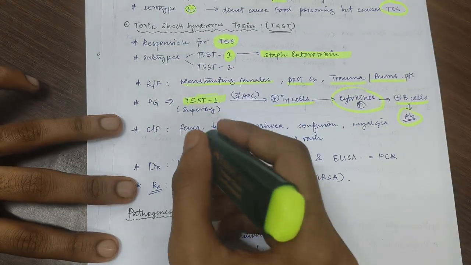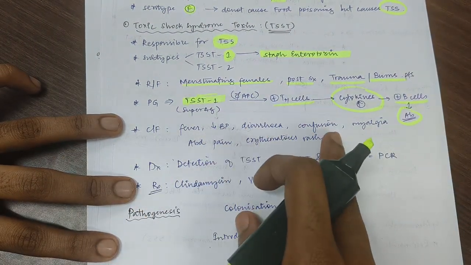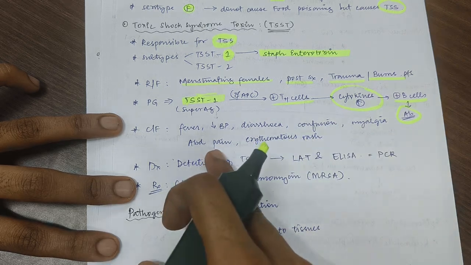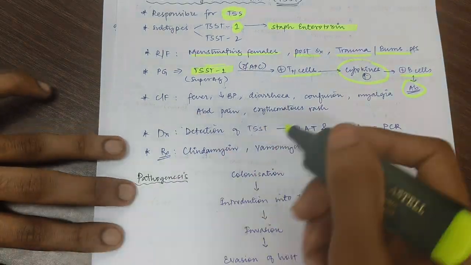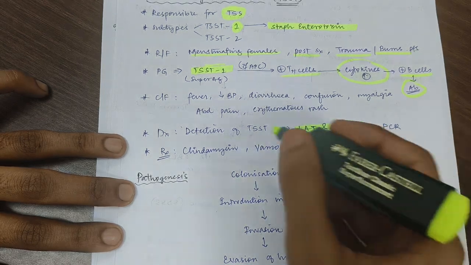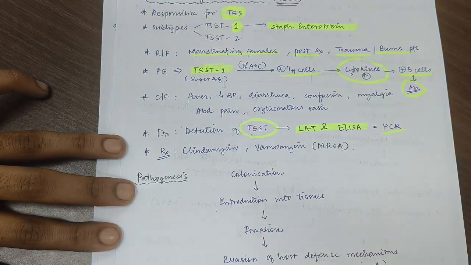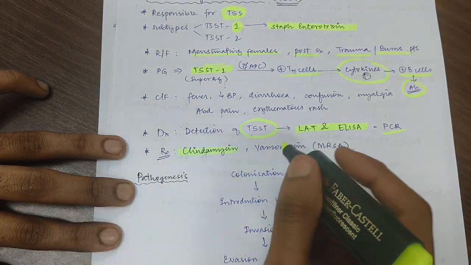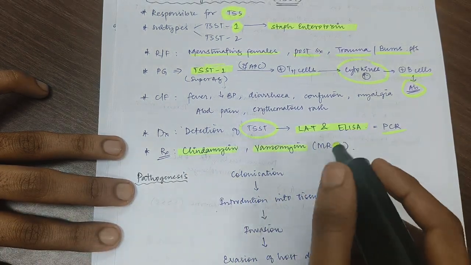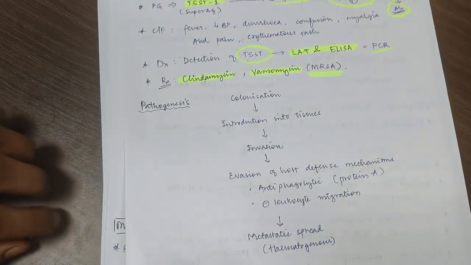Then what are the clinical features? Fever, hypotension, diarrhea, confusion, myalgia, abdominal pain and erythematous rash are the clinical features. Detection is done by latex agglutination test and ELISA to detect this toxin, and PCR. Clindamycin and vancomycin are the treatment. Okay, clindamycin and vancomycin. If it is associated with MRSA, it is vancomycin you are going to give.